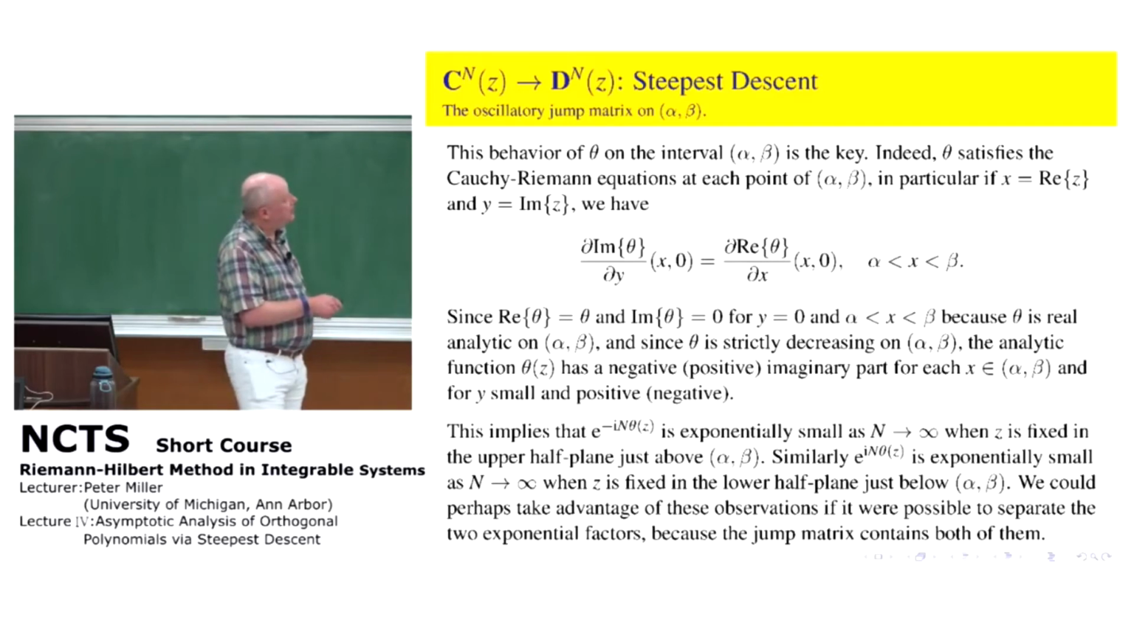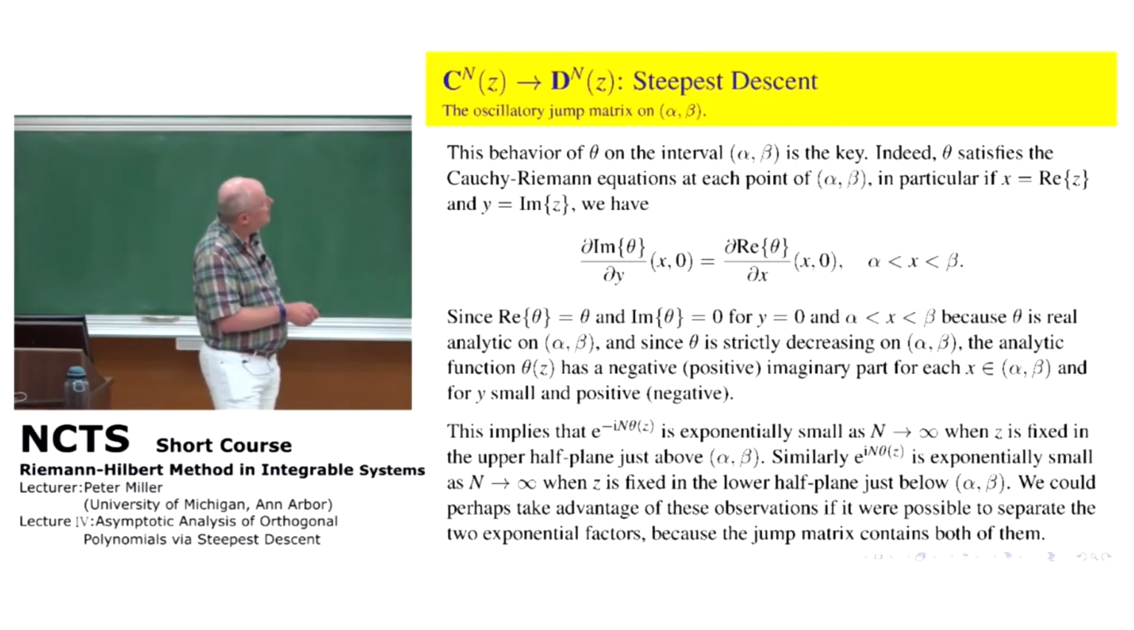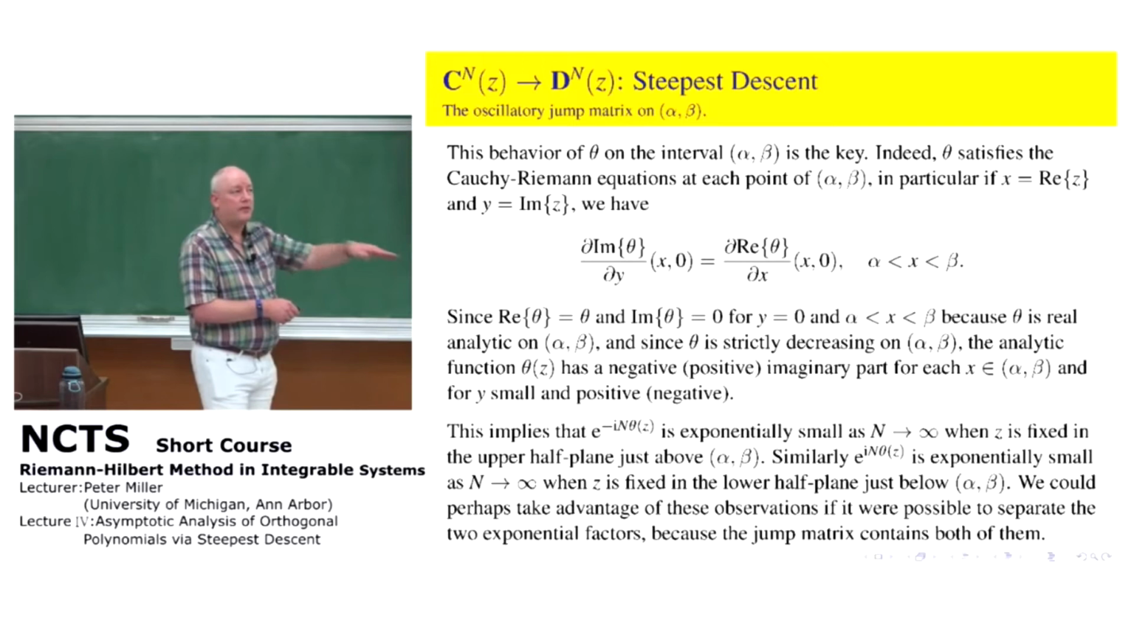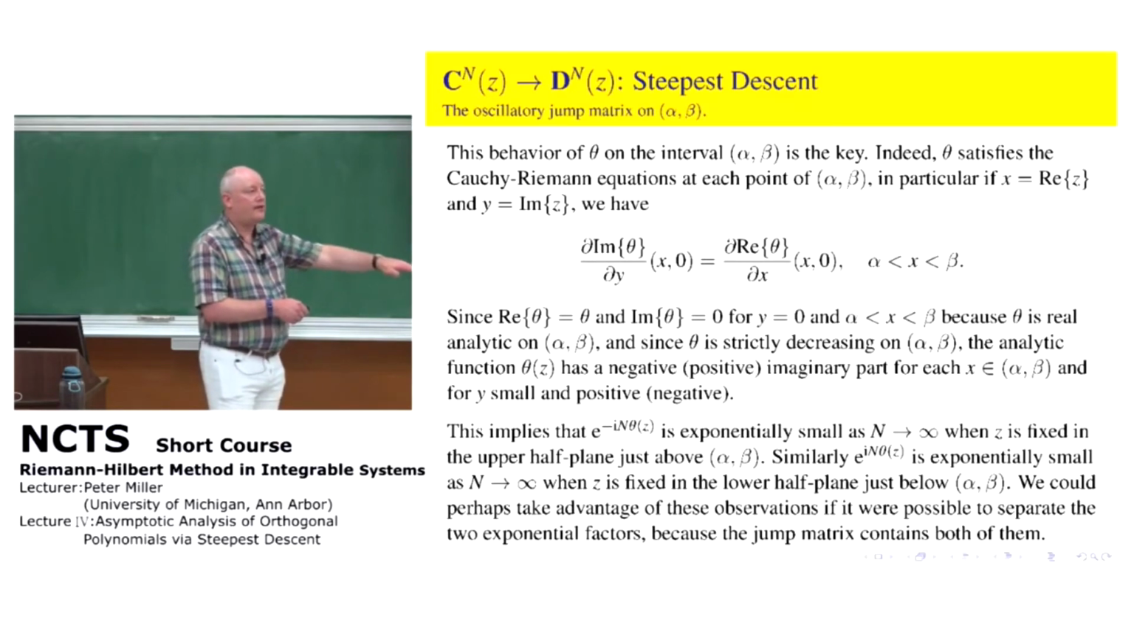And since this theta is strictly decreasing on alpha beta, that means that this function, theta of z, is an analytic function of x plus iy. It has a negative imaginary part when y is small and positive, and it has a positive imaginary part when y is small and negative. Okay, so there's a sign to the imaginary part that comes from the monotonicity along the real axis of the real part.